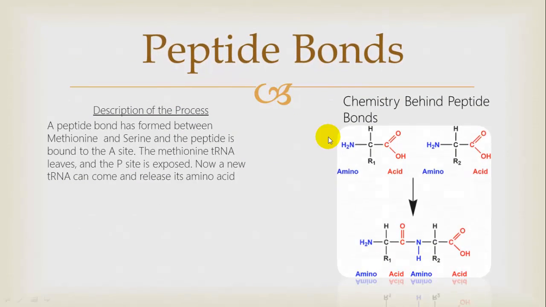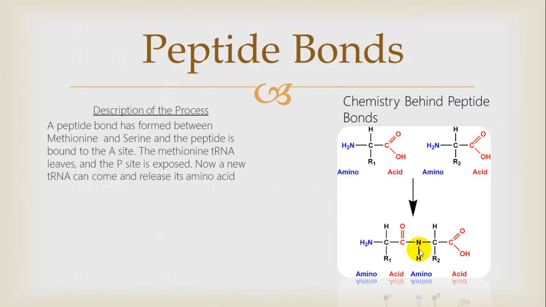This is more in depth than the peptide bonds. This is the chemistry behind the peptide bonds. As you can see, these two groups would bond to form this type of bond, which is a very strong bond and something that would be hard to break. So a peptide bond has formed between methionine and serine, and the peptide is bound to the A site. The methionine tRNA leaves, and the P site is now exposed. Now a new tRNA can come and release its amino acid.